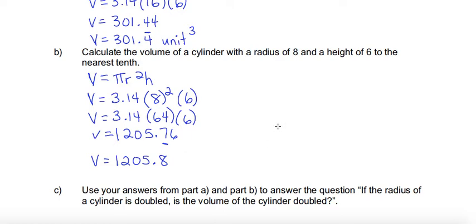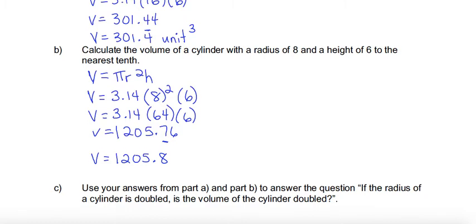Okay. So now we're going to take the information that we found in part A and part B, and we're going to try to answer this question. So in part A, we had a radius of 4. In part B, we doubled that radius to have a radius of 8. If the radius of a cylinder is doubled, is the volume of the cylinder doubled?